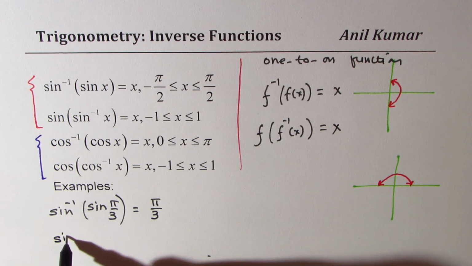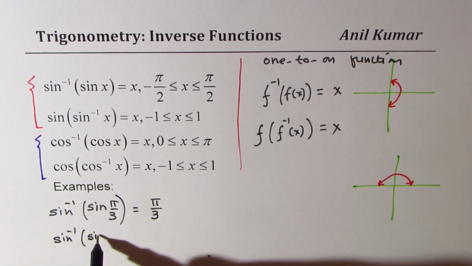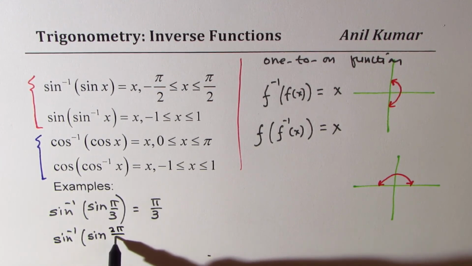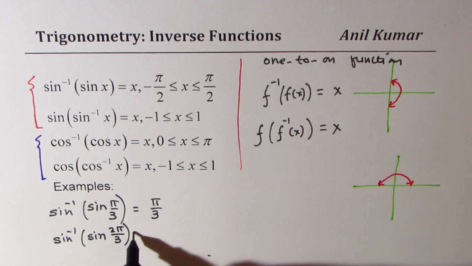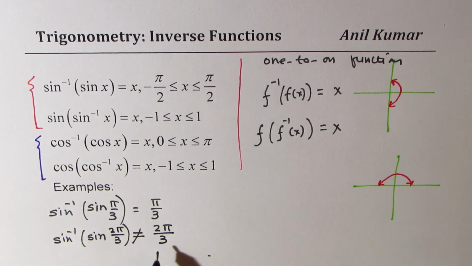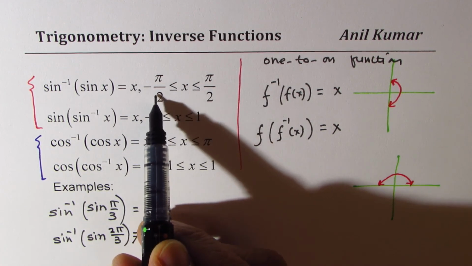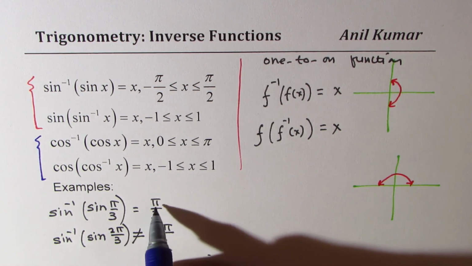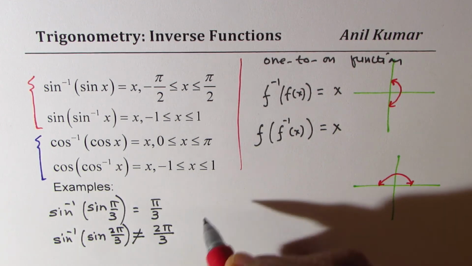However, if I write sine inverse of sine, now if I write this as 2 pi by 3, in that case, it is not equal to 2 pi by 3. Are you getting my point? Since this is not in the interval minus pi by 2 to pi by 2. Okay, so that is kind of critical to understand. Okay, so you could make some mistakes. So this answer is actually also equal to pi by 3.